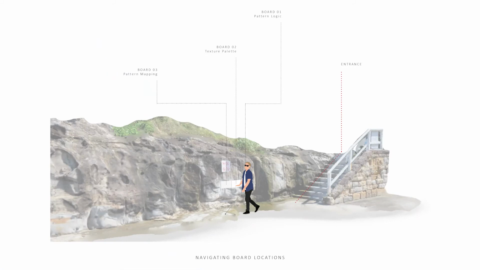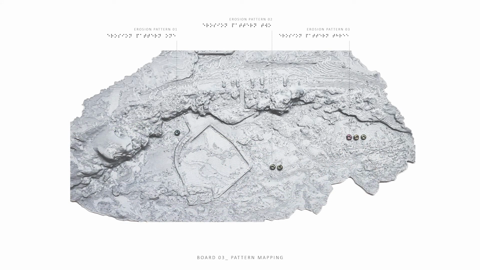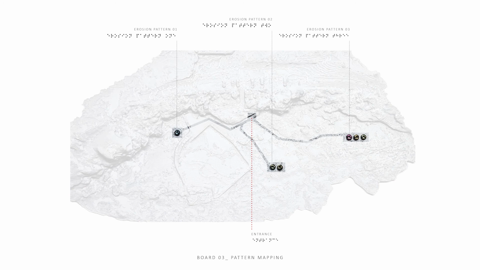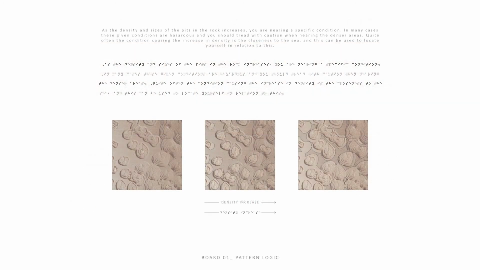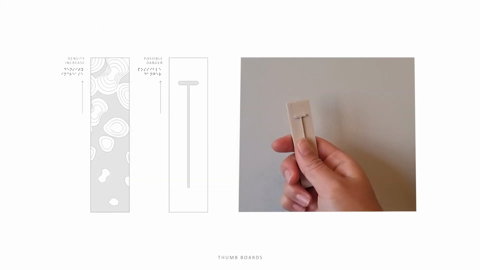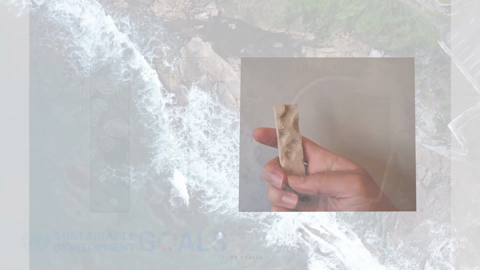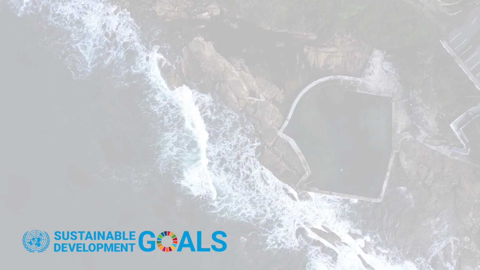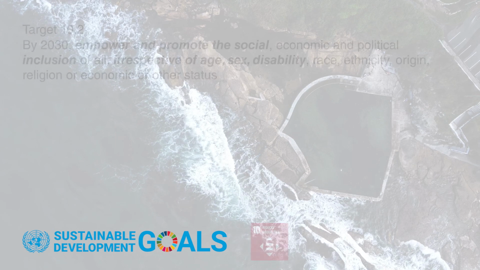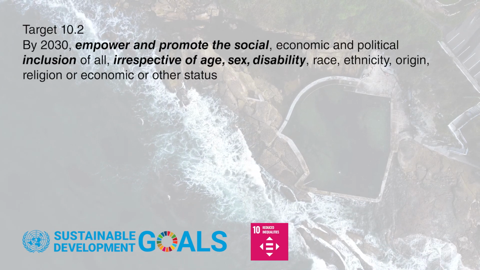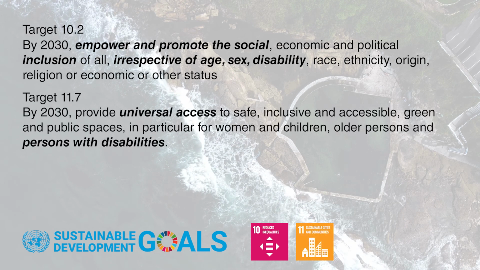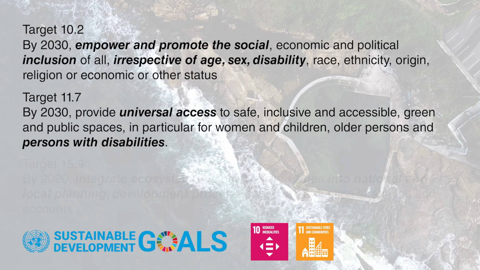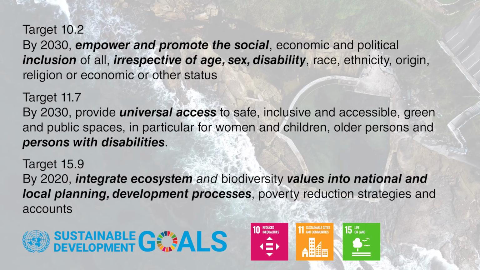These patterns of erosion have then been developed into a suite of navigation tools that provide the vision impaired with an in-depth understanding of the topography around them. An understanding of the surroundings from a macro to micro level allows the vision impaired to traverse with a greater degree of safety. Our goal of providing universal access to the vision impaired is in response to Sustainable Development Goal 10, to empower and promote the social inclusion of all irrespective of disability, SDG 11 to provide universal access for people with disabilities, and SDG 15 to protect and restore ecosystems.